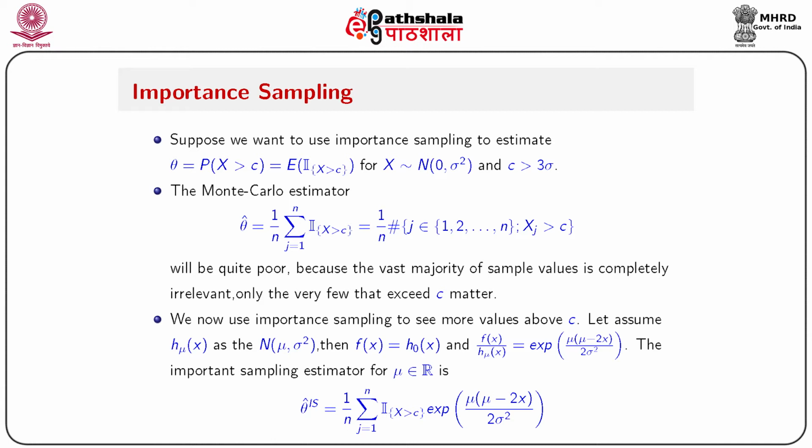We now use importance sampling to see more values above c. Let us assume h_mu(x) is the normal(mu, sigma square) density, and f(x) is h_0(x). Then f(x)/h_mu(x) = exp(mu(mu − 2x)/(2 sigma square)). The importance sampling estimator for mu in R is theta hat = (1/n) Σ_{j=1}^{n} I(x_j > c) e^{mu(mu − 2x_j)/(2 sigma square)}.